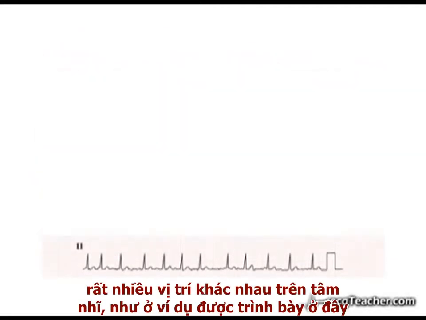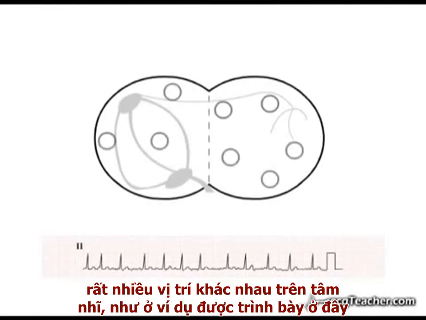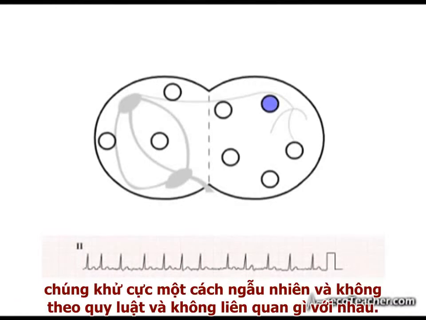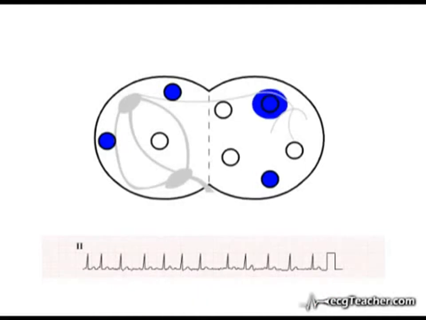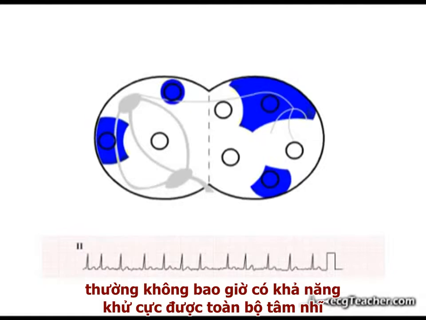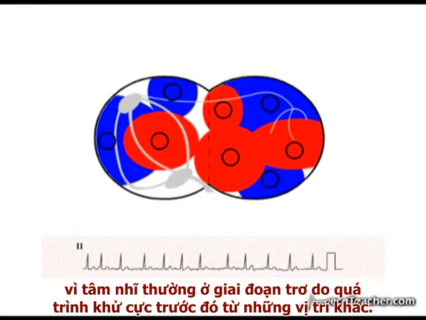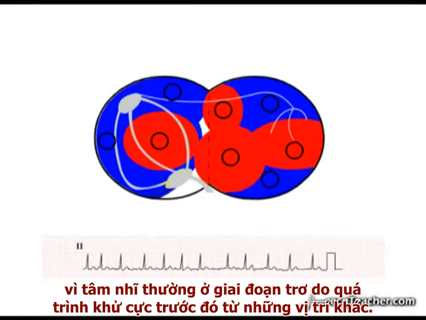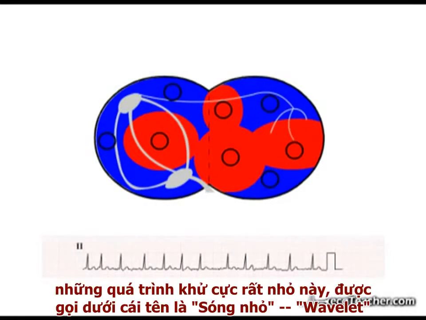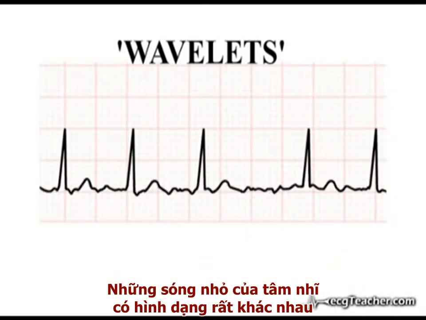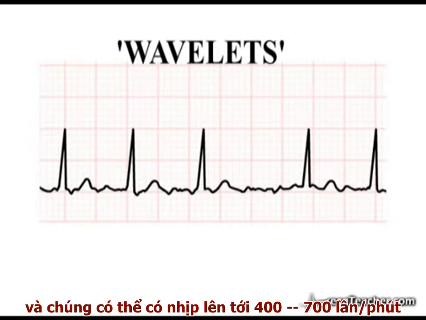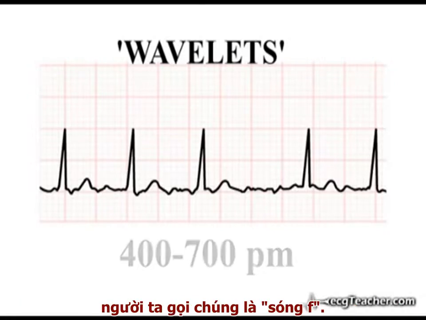In this arrhythmia, multiple sites within the atria, in the example shown here 8 but often many hundreds, are depolarizing randomly and independently of one another. However, the individual depolarization events generated by these sites never manage to completely depolarize the atria, as they run into refractory zones generated by earlier discharges from other sites. These relatively small depolarization events are therefore referred to as wavelets. Atrial wavelets produce deflections of variable morphology, and these deflections, occurring at a rate between 400 and 700 per minute, are termed F waves.